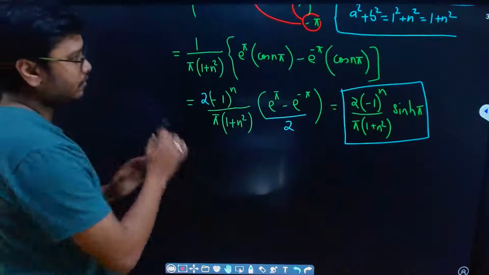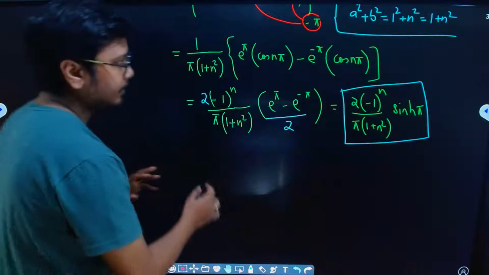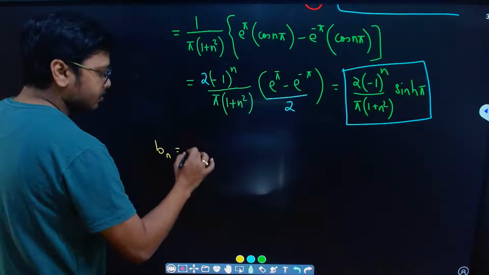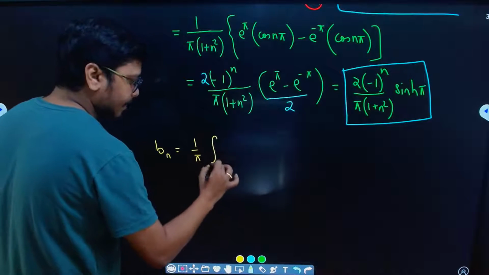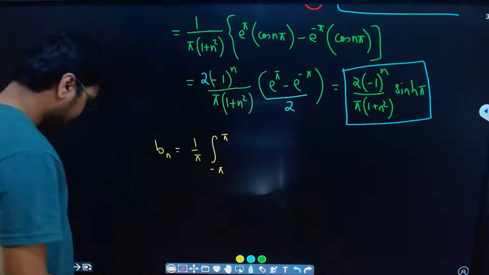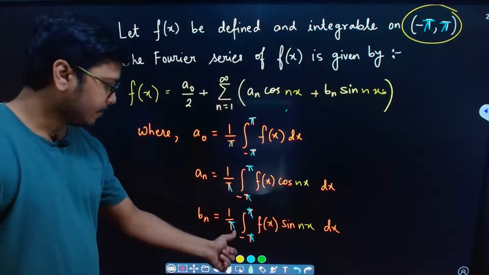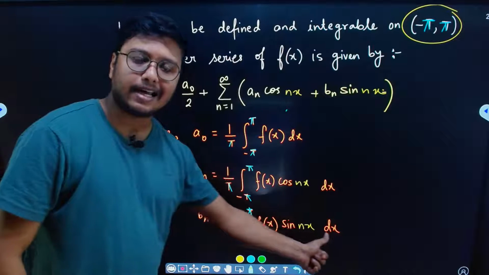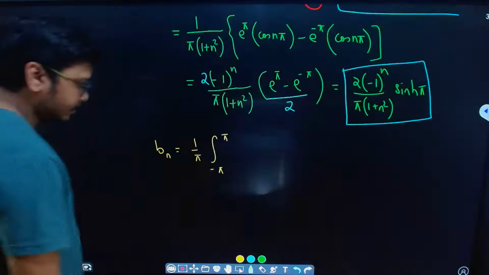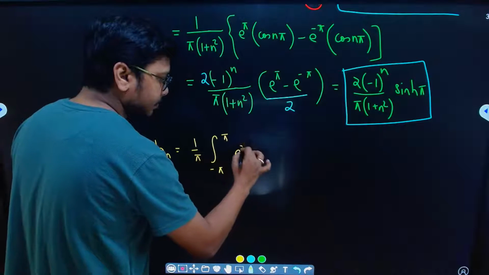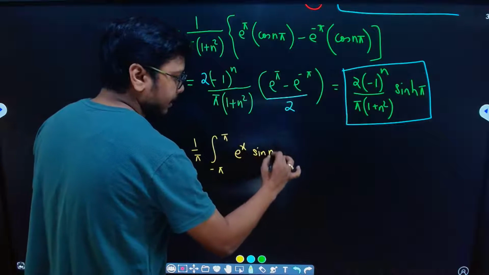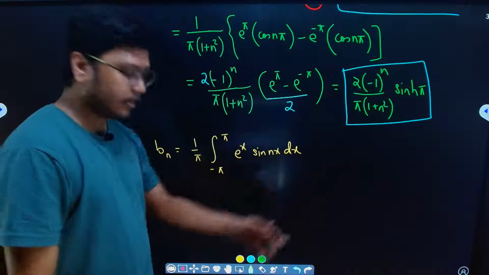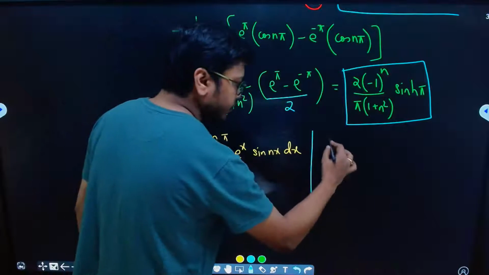Okay, so now I will go to finding the bn part. Bn, the formula was 1 upon pi integral from minus pi to pi, and the formula was over here. Bn was f(x) sine nx dx, right? So I'll just put that over here. f(x) is e to the power x sine nx dx. So again, I need to use a direct formula over here, just like the previous case. So I'll write the formula.